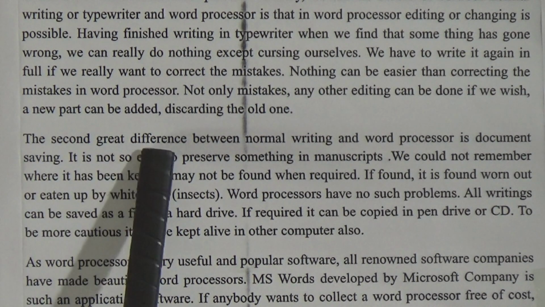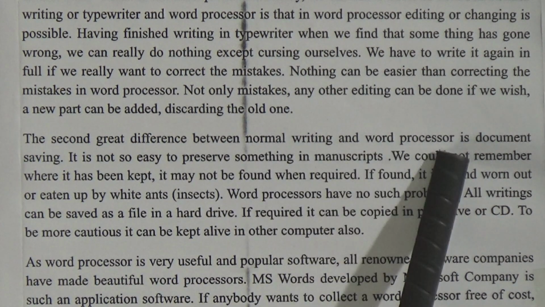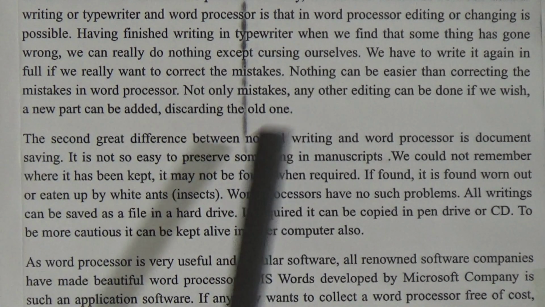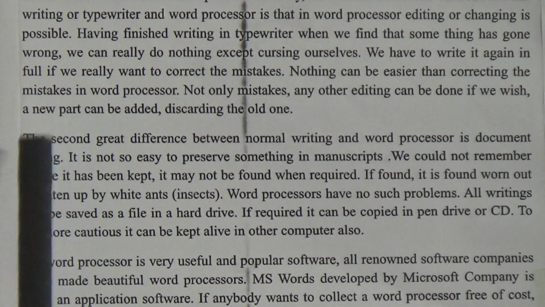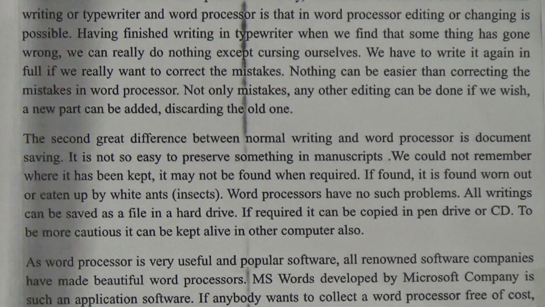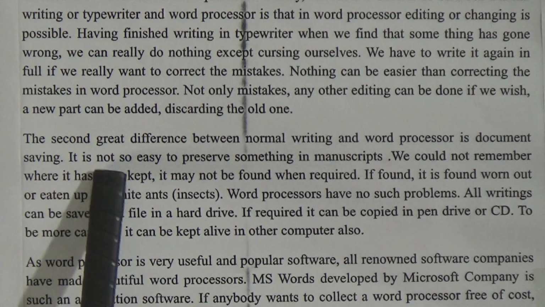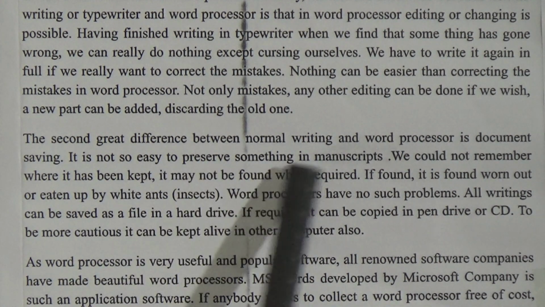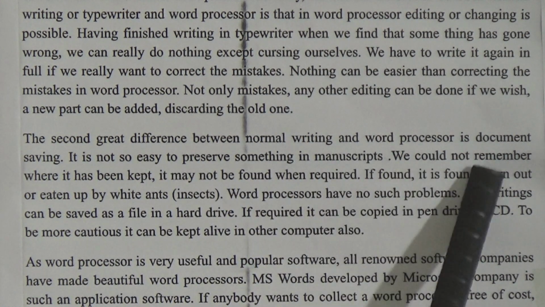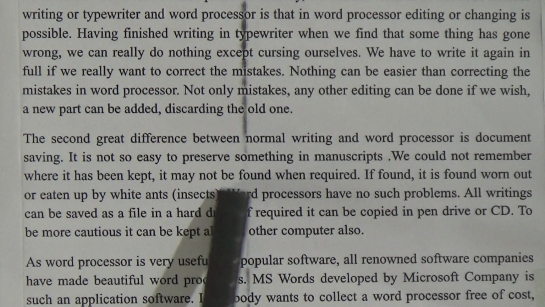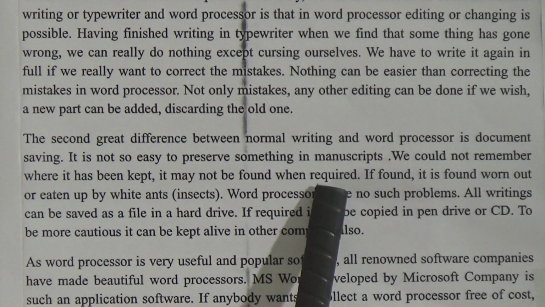The second great difference between normal writing and word processor is document saving. So what is the second great difference? It is document saving. We can easily save any document in a word processor, but it is impossible, or almost impossible, for handwriting. It is not so easy to preserve something in manuscript. We could not remember where it has been kept. It may not be found when required.